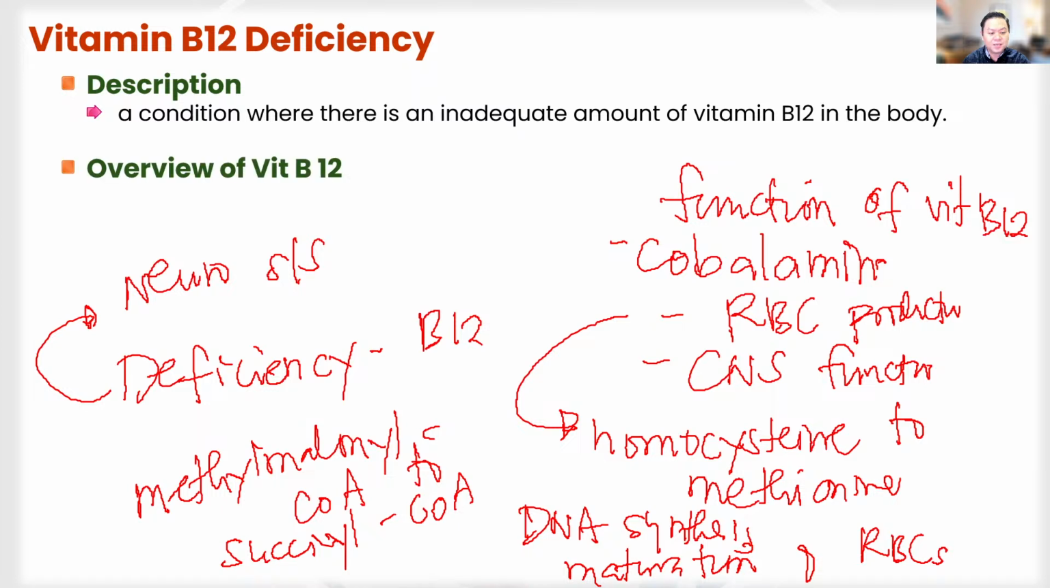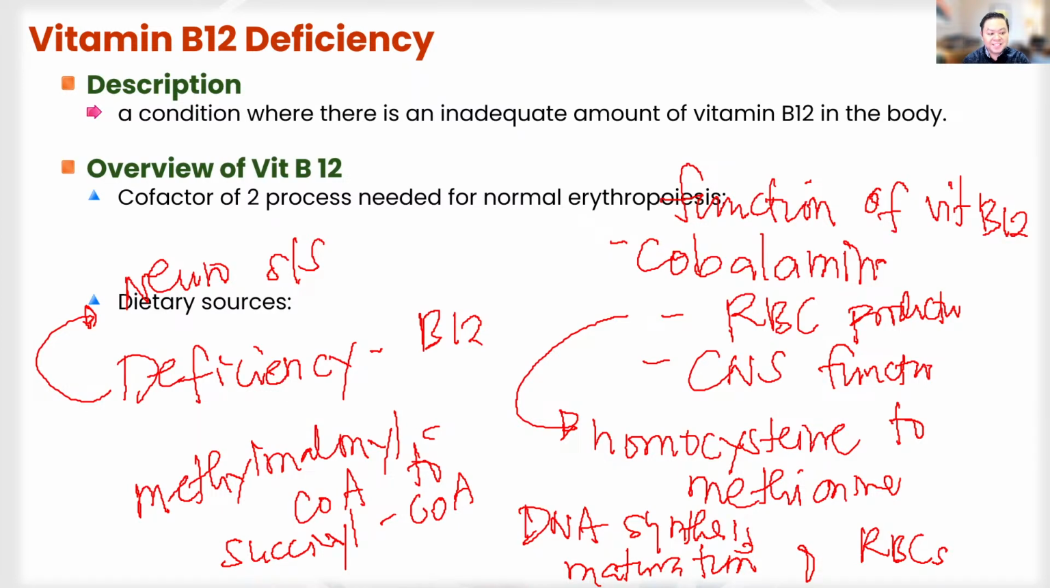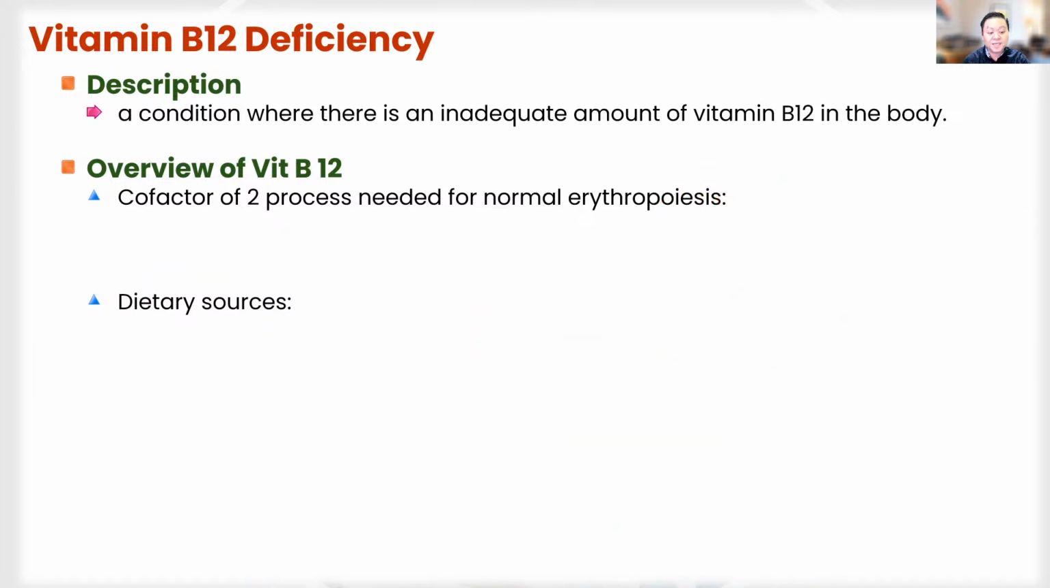Now let's talk about the different dietary sources of the vitamin B12. So what are those sources? Well, they can be found in, let's say, foods like meat, could be fish, eggs, dairy products. So those are the rich sources of the vitamin B12. Fish, eggs, also dairy products.